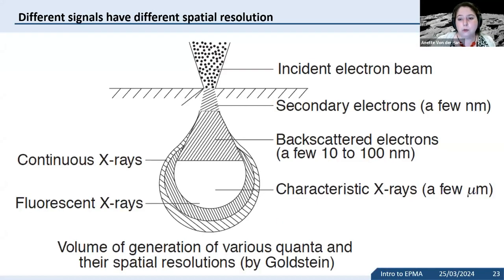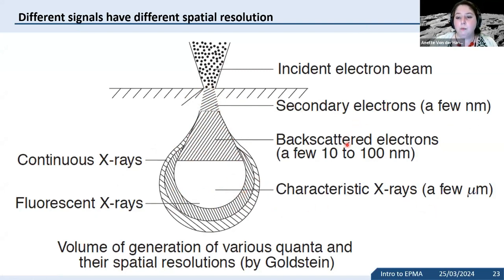One thing that I want to mention, because it's also important, is that all these different signals that we look at have very different spatial resolution. I already mentioned that secondary electrons usually come from the uppermost few nanometers, and then the backscatter come from a couple of hundred nanometers, and then the continuous X-ray, depending on what we're analyzing and what analytical conditions we use, can come from a couple of microns.